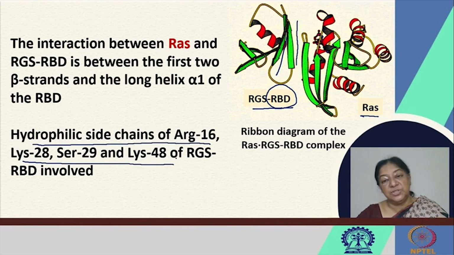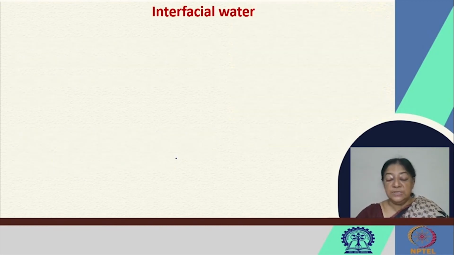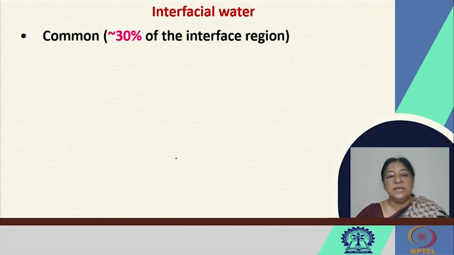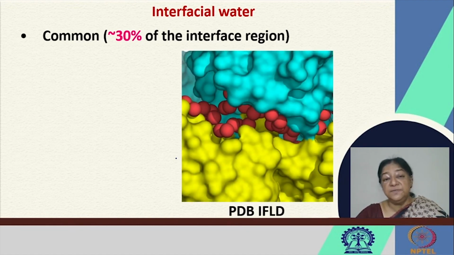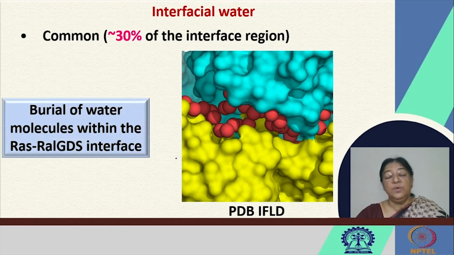involved in the interactions. So we understand that the surface properties of the individual proteins as they were in solution would still have the hydrophilic surface or the hydrophilic side chains on the surface of these two proteins, but they are also involved in the interaction between these two proteins. This means that there is going to be some interfacial water, because what we see is this is common. About 30% of the interface region can be involved with water.